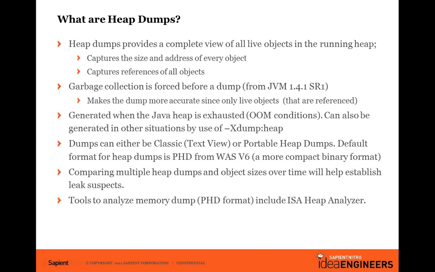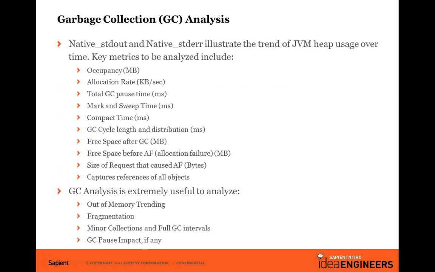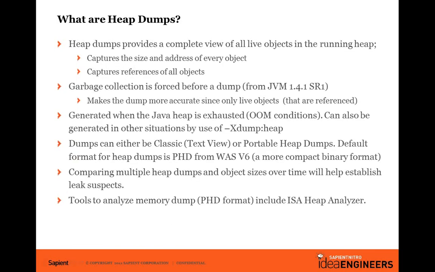A portable heap dump is a compact heap dump. So when your heap is 1.2 GB and you take a PHD, or portable heap dump, it will still be about 200, 300 MB. So you can easily copy it over to your local box and use tools like ISA heap analyzer to analyze them.